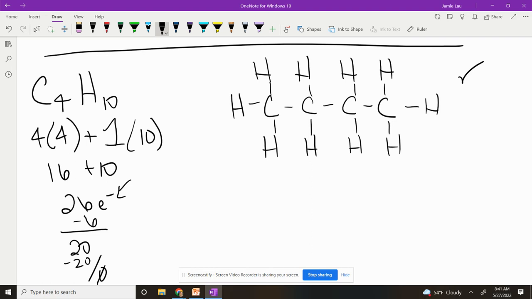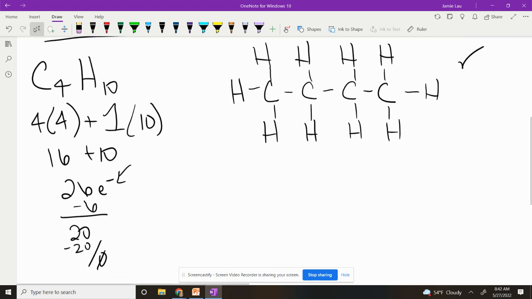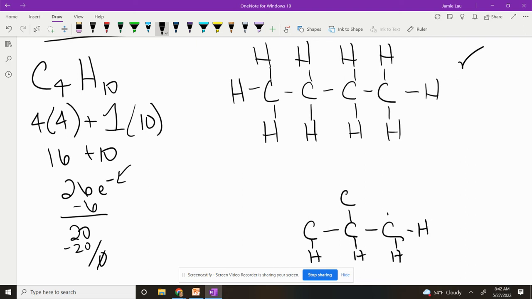But what if there's another possible structure for this? What if instead of building the carbons in a row like this, I say 1, 2, 3 carbons in a row, and I have the 4th carbon coming off the middle chain? Is this even possible? Well, let me check. If I fill it with my hydrogens, again giving every carbon 4 bonds and every hydrogen 1 bond, that's 1, 2, 3, 4, 5, 6, 7, 8, 9, 10 hydrogens, 26 electrons. This is still a valid structure.